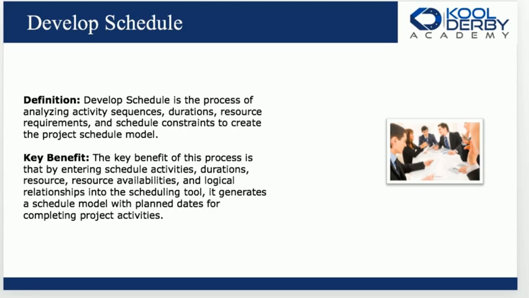Now, the tool depends on what you're using. It could be a very simple tool, like a drawing or a spreadsheet of some kind, or it could be a very automated tool like Microsoft Project, Primavera, and so on. And what does it do? It generates a schedule model with planned dates for completing project requirements. So the model is the end result of the sequencing of the activities based on the durations for the resources that you assigned. It seems complicated, but it's actually pretty straightforward.